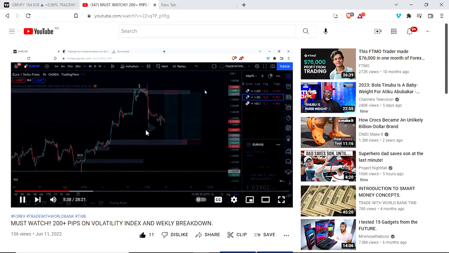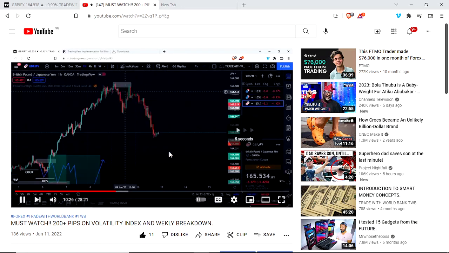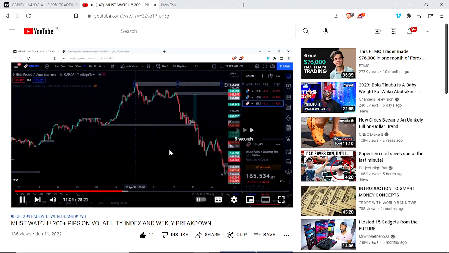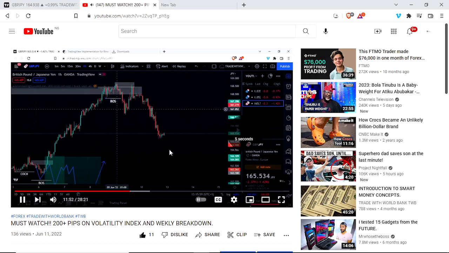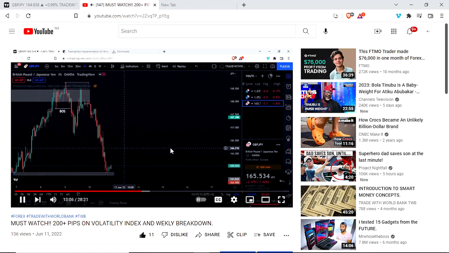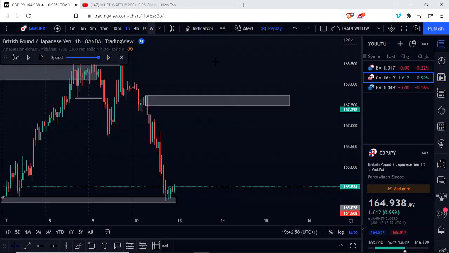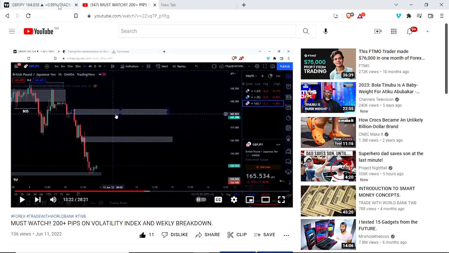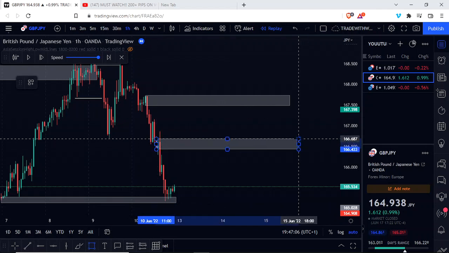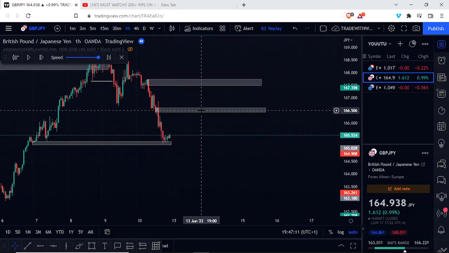Let's quickly check. Move to the Euro US derivative. Okay, so I had this supply zone here and then this supply zone here. I think I drew this one correctly. And then the second supply zone was here. Yeah, my settings didn't save, so I didn't really get that.